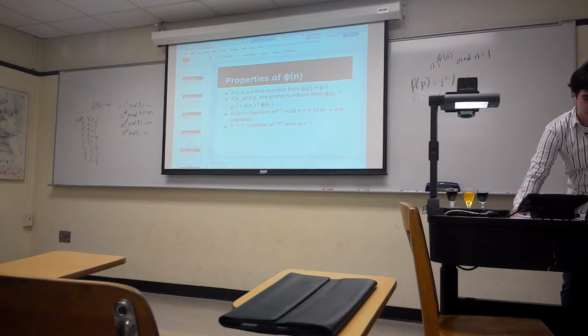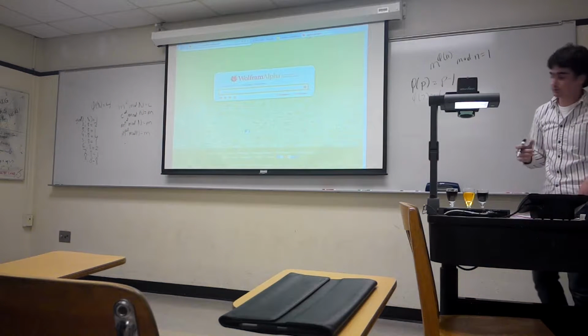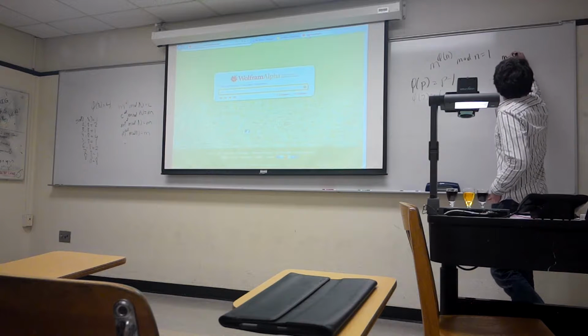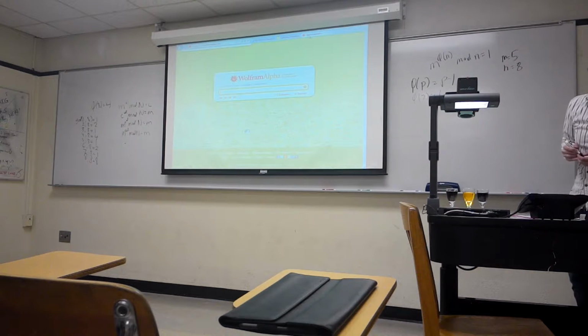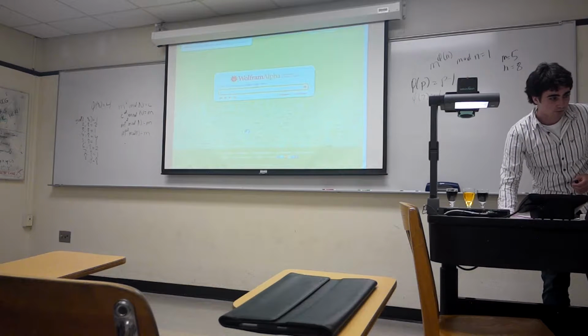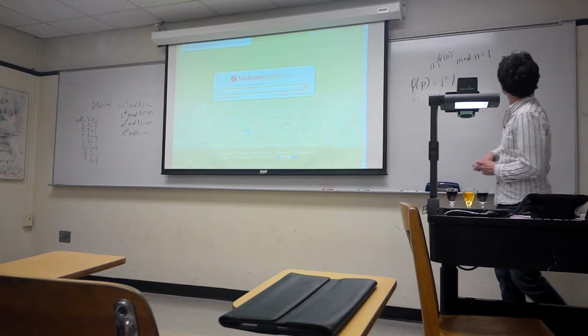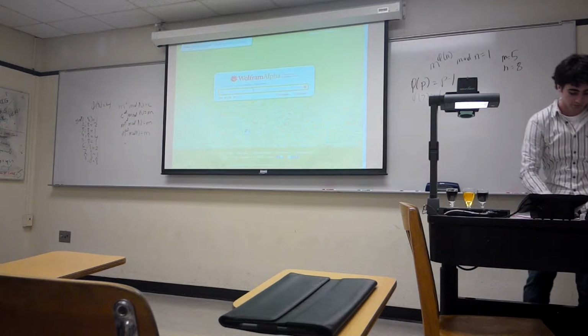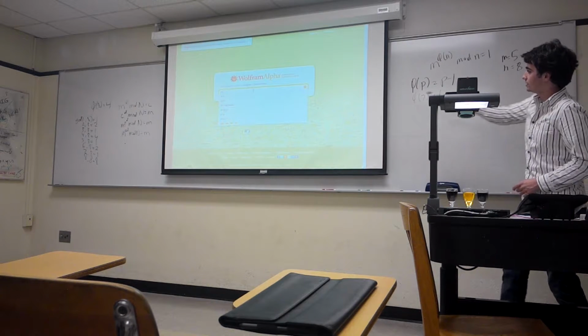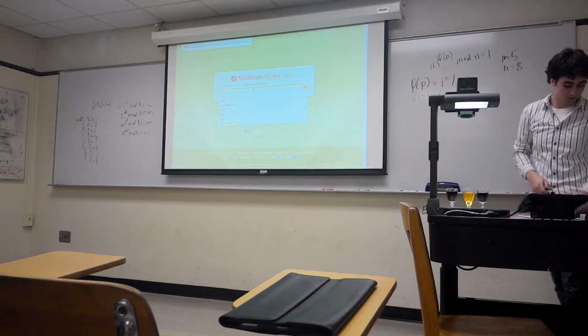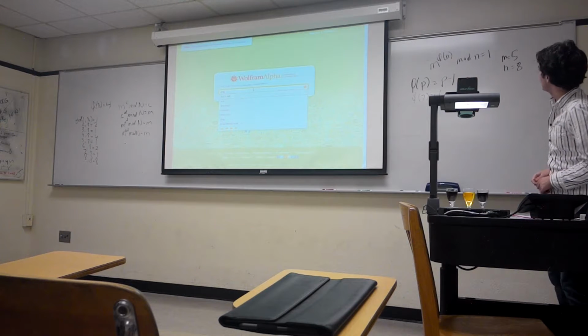So I'm going to pick m and n so that they don't share any factors with one another. So let m equal 5 and n equal 8. So m is 5. Raise it to the phi of 8. I already showed you that the phi of 8 is 4.